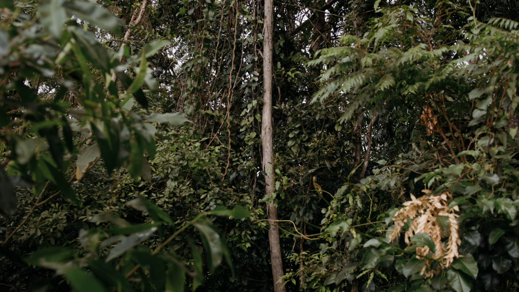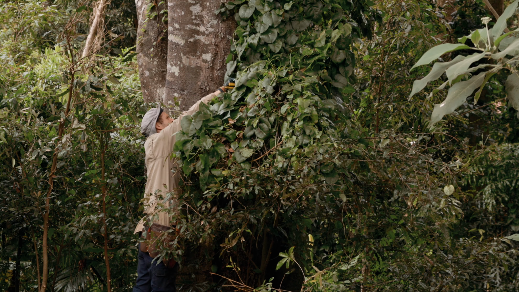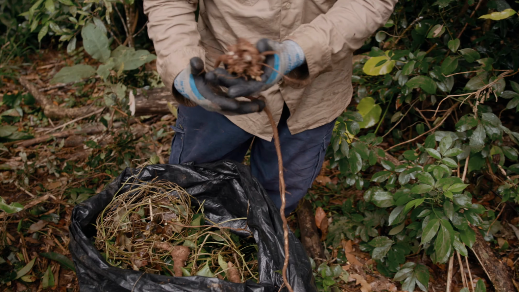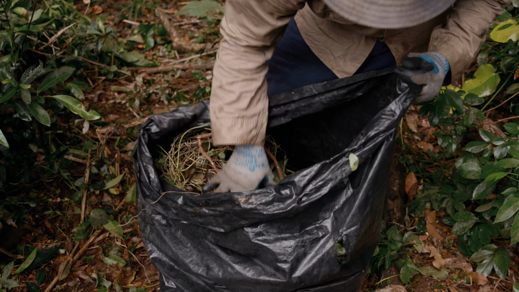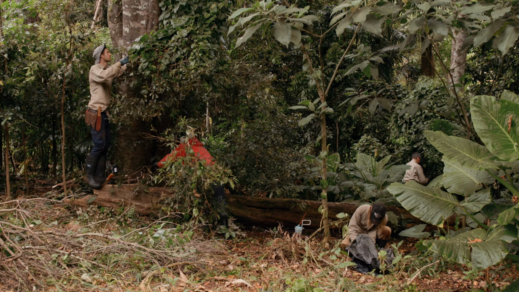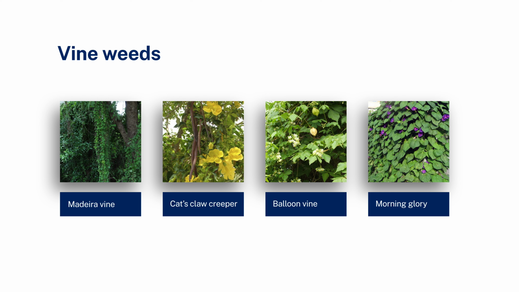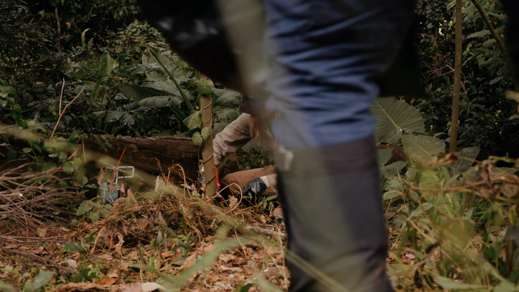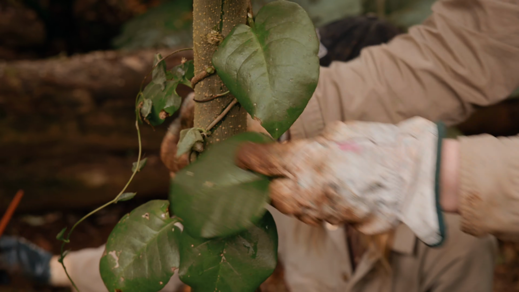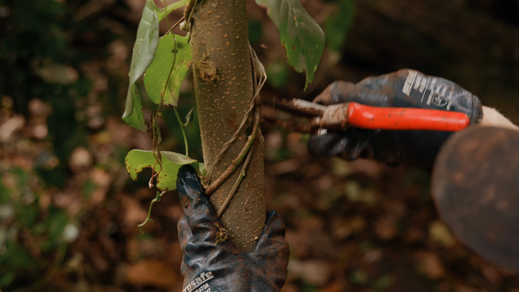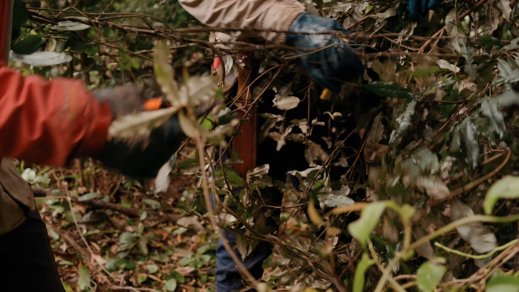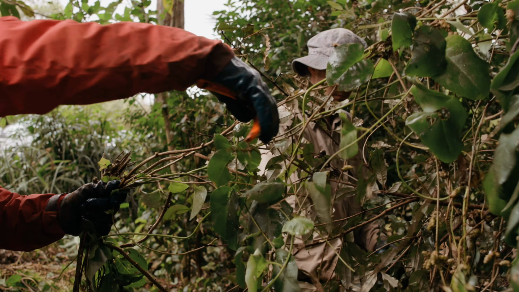The strategy you choose to control weeds depends on factors like the weed species present, their life cycle, their location and extent, and their impact on native vegetation. To manage weeds effectively, start with vine weeds like Madeira vine, Cat's claw creeper, balloon vine, or morning glory. These can be manually removed or treated with scraping and painting, followed by regular checks to prevent regrowth. If left unmanaged, vine weeds can significantly impact natural regeneration or your revegetation efforts.